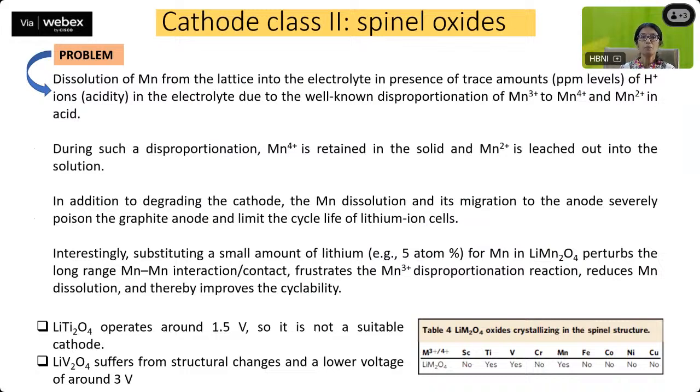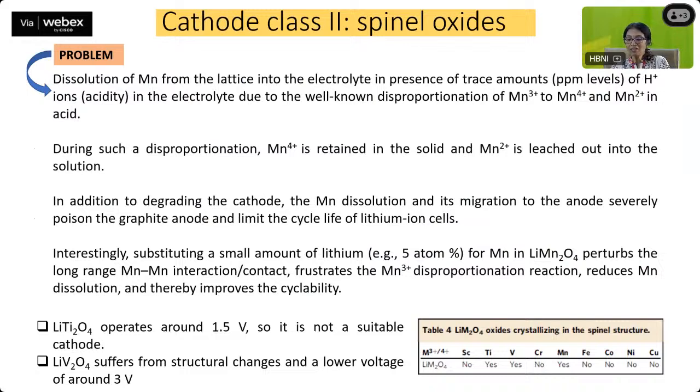and its migration to the anode severely poisons the graphite anode and limits the cycle life of your lithium ion cells. But interestingly, if you substitute a small amount of the manganese, around 5 atom%, with lithium in LiMn2O4, it perturbs the long-range manganese-manganese interaction or contact. It frustrates the Mn3+ disproportionation reaction, reduces manganese dissolution, and thereby improves the cyclability. So this dissolution of Mn2+ can be stopped if you substitute a small amount of the manganese with lithium. So basically, you are making it manganese deficient.